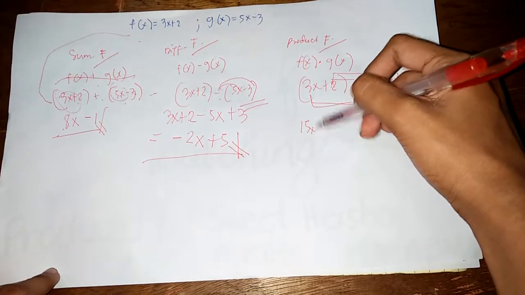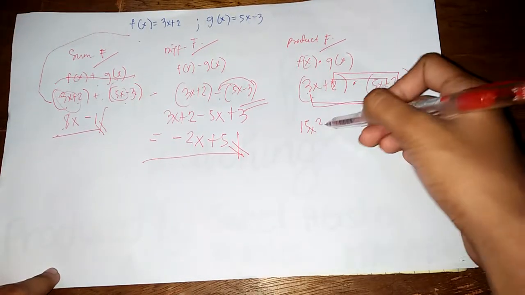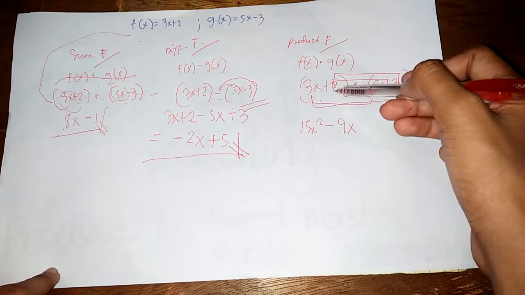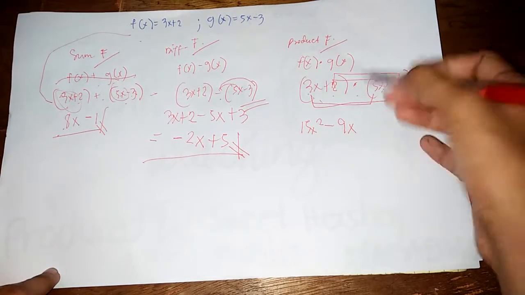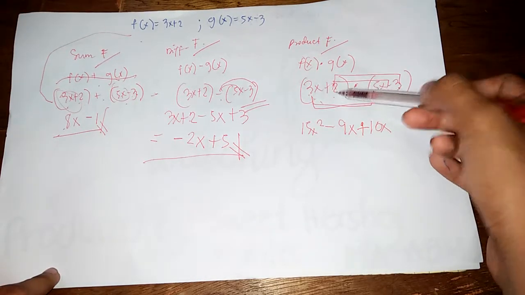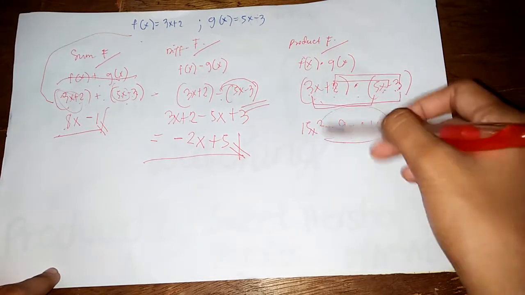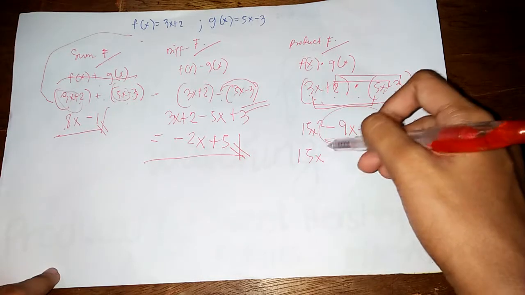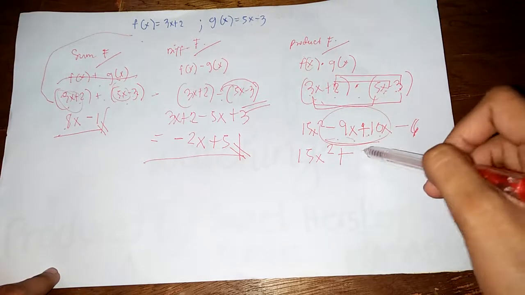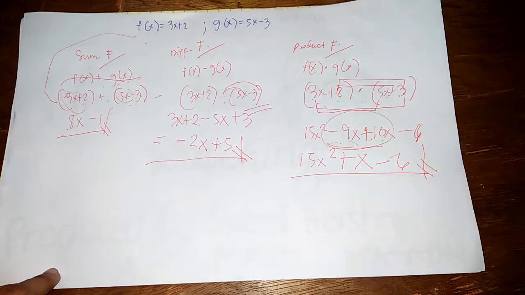We have 15x squared from the 3x and the 5x. We have negative 9x from the 3x and times the 3. Then 2 multiplied by 5x would be positive 10x. And 2 multiplied by negative 3 would be negative 6. We have to combine the like terms. Bring down 15x squared. Then negative 9x plus 10x would be positive x. Bring down negative 6, and that would be our product function.